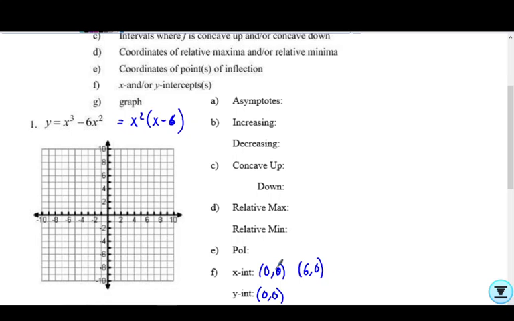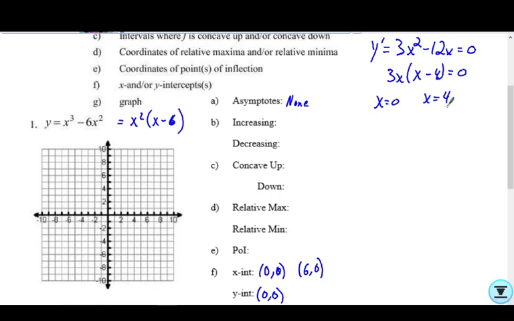Now, asymptotes. Well, this is a cubic. It doesn't have any, so there are no asymptotes. Now we move on to increasing and decreasing. To find where a function is increasing or decreasing, we use the first derivative test. So we take the derivative, which is 3x squared minus 12x. We set it equal to 0. Just like we did for the zeros of our original function, we factor. We take out our greatest common factor and get x minus 4, which means our zeros are x equals 0 and x equals 4.